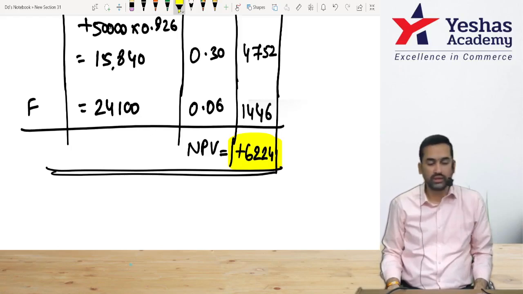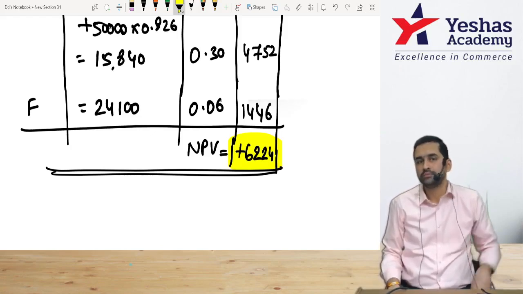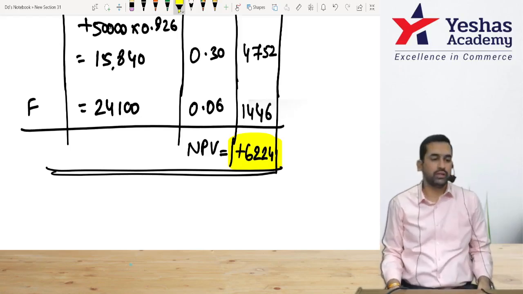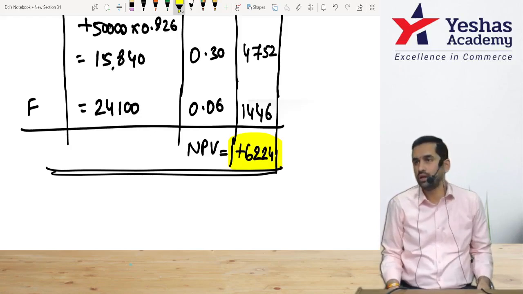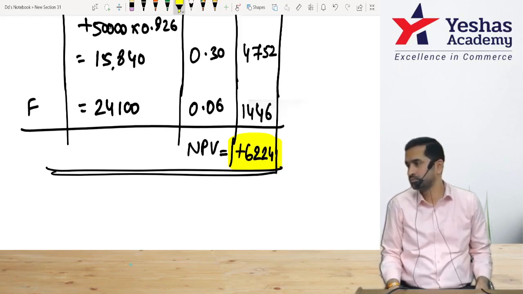Now they've asked you to advise, so one line conclusion. Since probable NPV is positive, comma, project should be accepted.